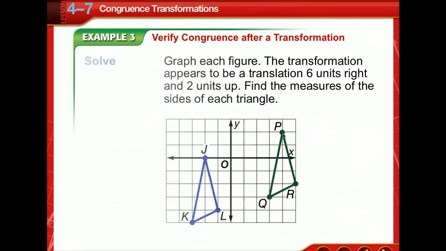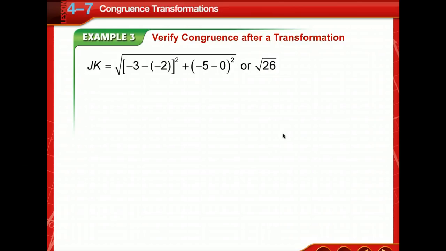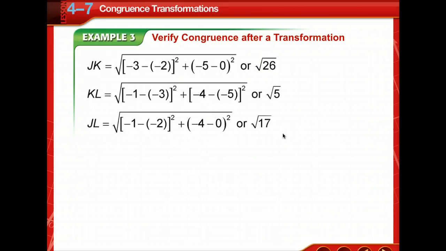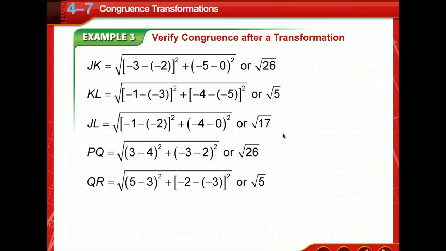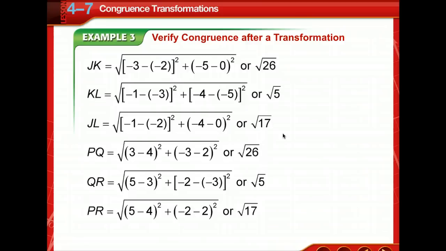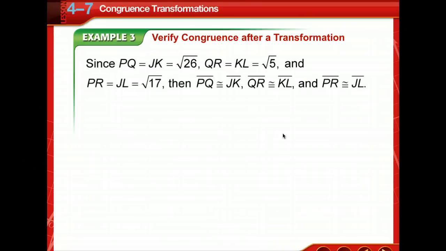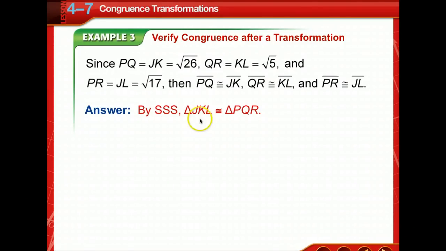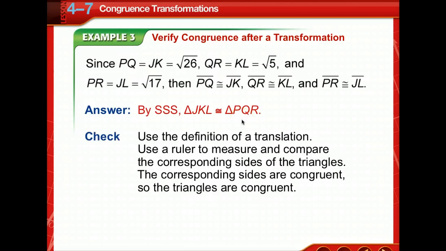Okay. So we've got the coordinates of each of those points, and the length of each line segment is still the same. So by side, side, side, our congruence statement is that triangle JKL is congruent to triangle PQR. So we can use the definition of a translation, use a ruler to measure and compare the corresponding sides of the triangles. The corresponding sides are congruent, so the triangles are congruent.